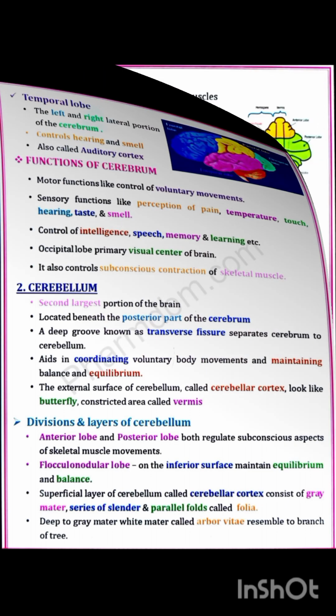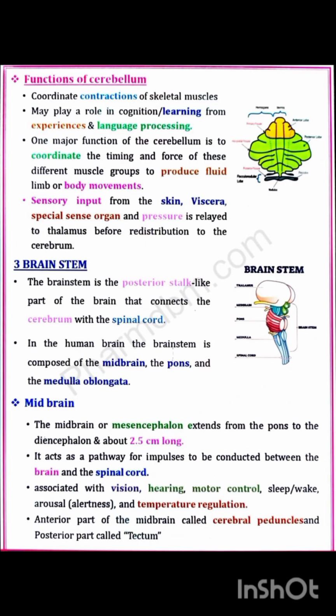Functions of cerebellum: coordinate the contractions of skeletal muscle, may play a role in cognition, learning from experiences, and language processing. One of the major functions of the cerebellum is to coordinate the timing and force of these different muscle groups to produce fluid limb or body movements. Sensory input from the skin, viscera, special sense organs, and pressure is relayed to the thalamus before redistribution to the cerebrum.